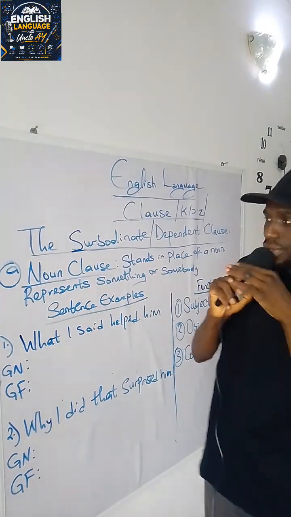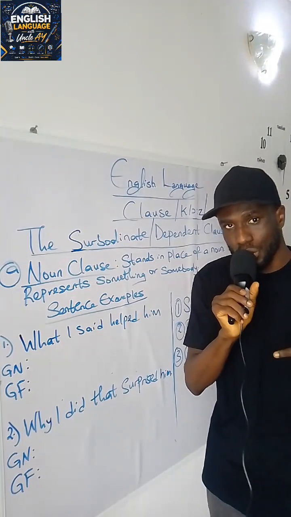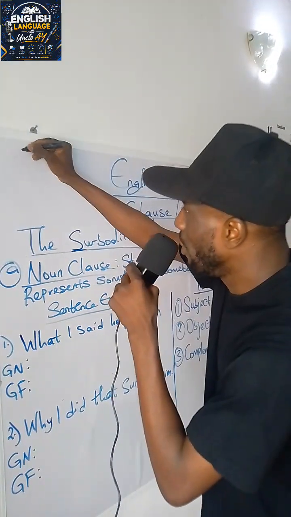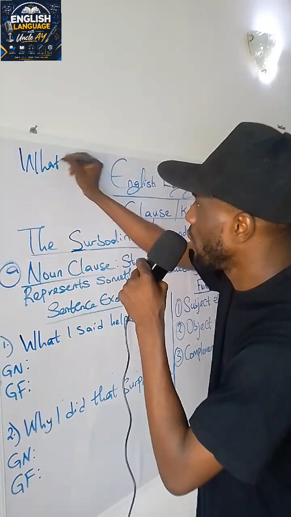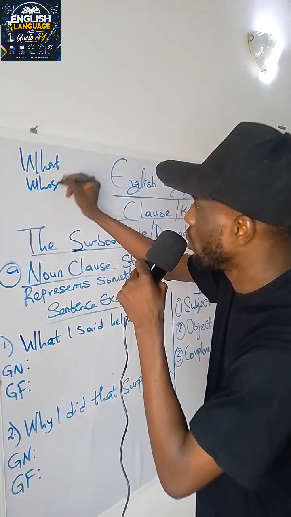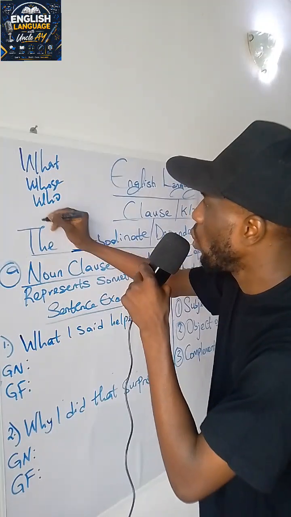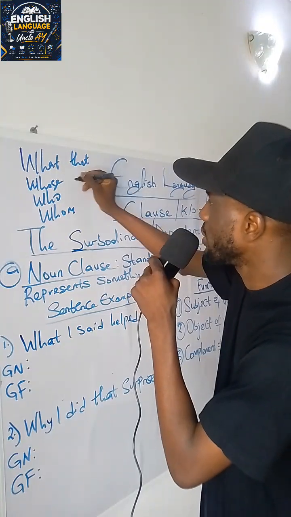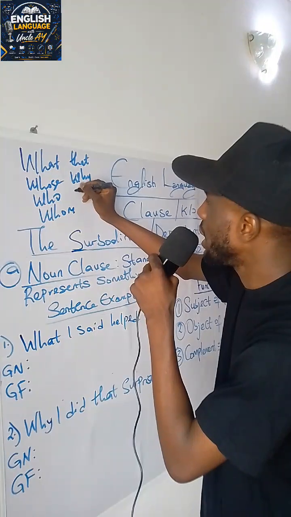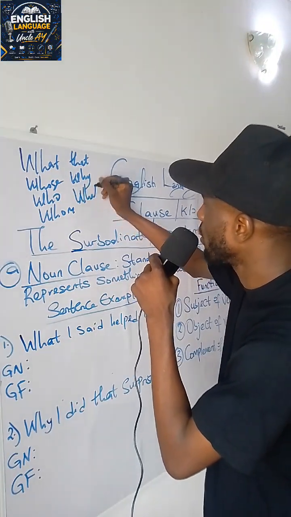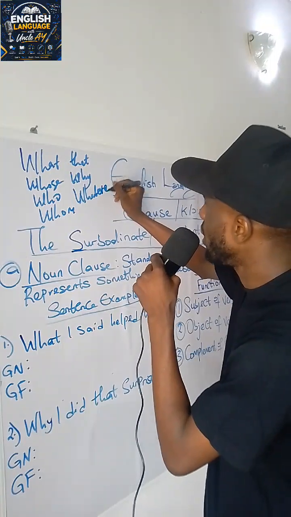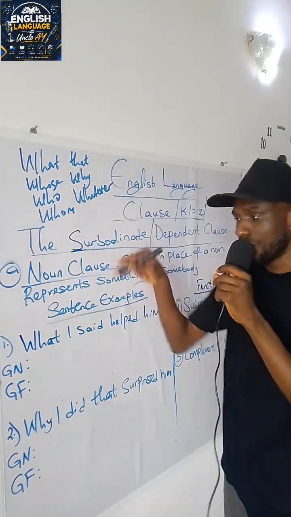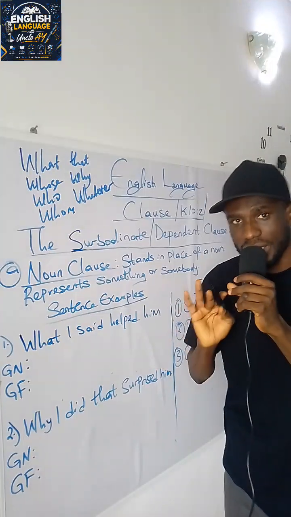A noun clause can also be introduced by subordinating conjunctions such as what, whose, who, whom, that, why, whatever, and so on. So these are popular subordinating conjunctions that introduce a noun clause in a sentence.